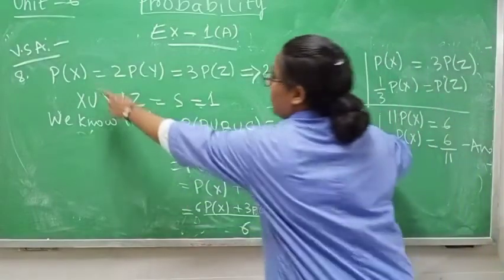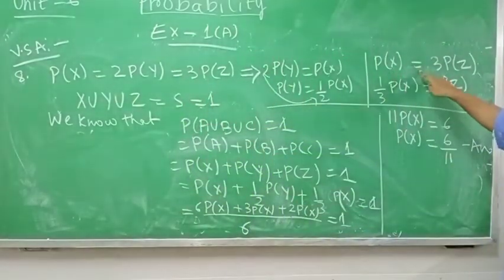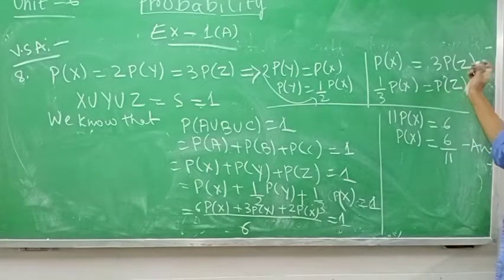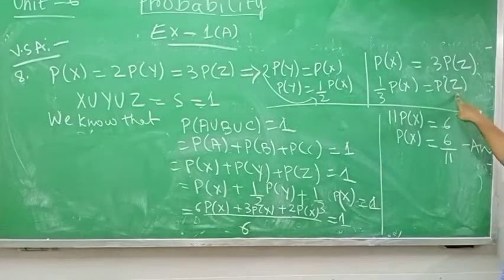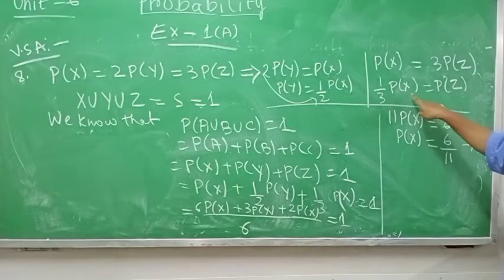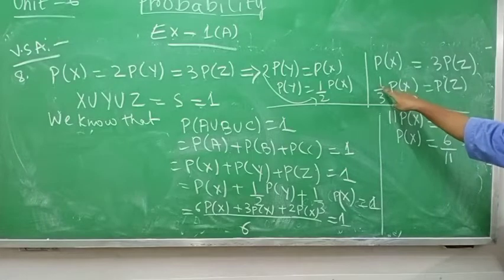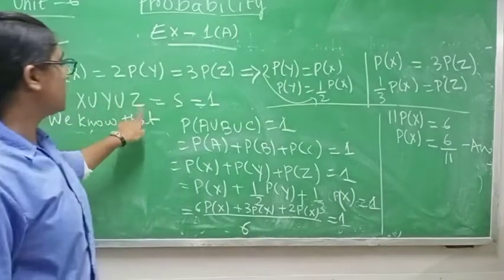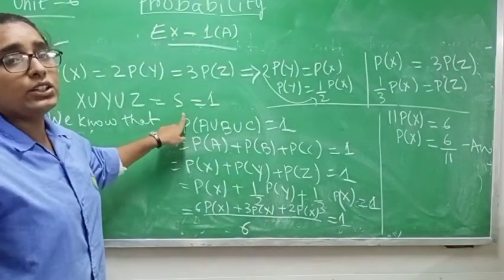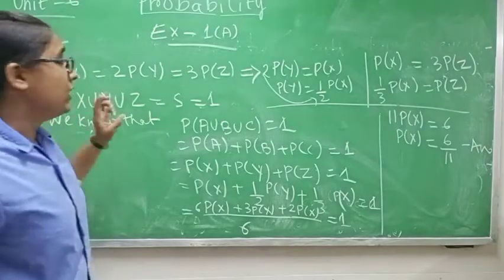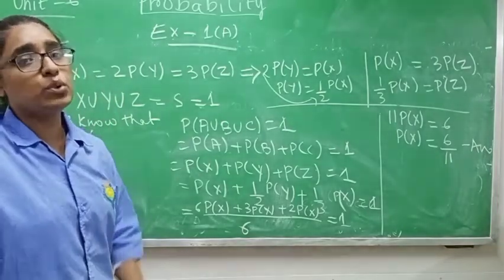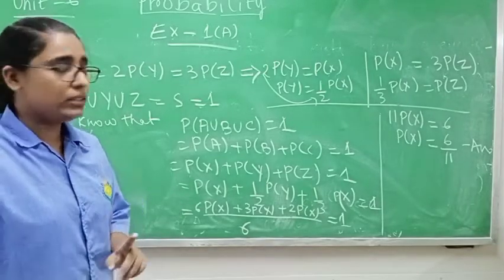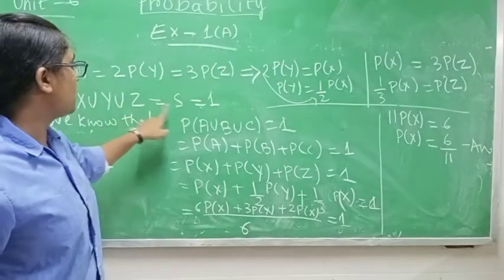Again, I am taking P(x) equals 3P(z), and here I have to find the P(z) value. I am getting P(z) in terms of P(x), the probability of x. Taking 3 down, it becomes P(x) by 3. Now what is given? x union y union z equals S, the sure event, and the probability of a sure event is always 1. So x union y union z equals S equals 1.